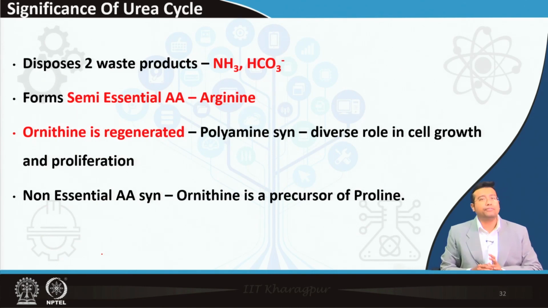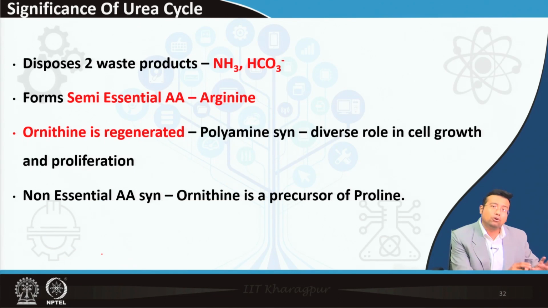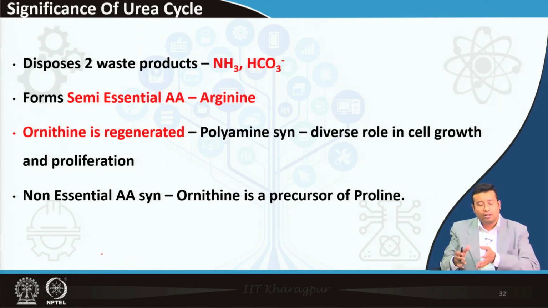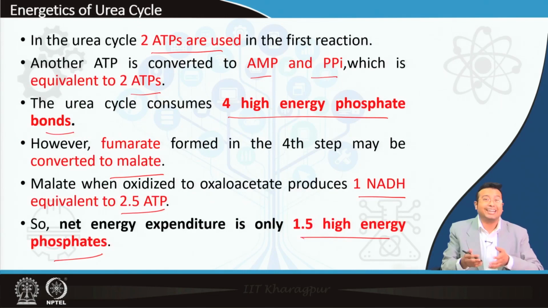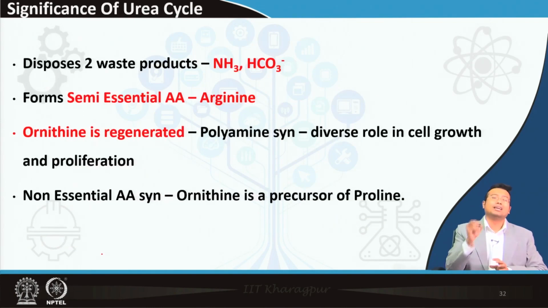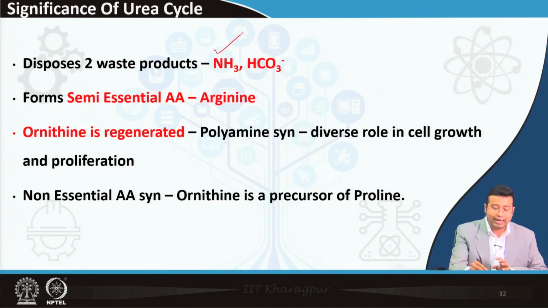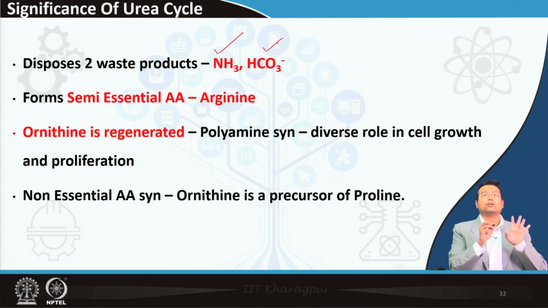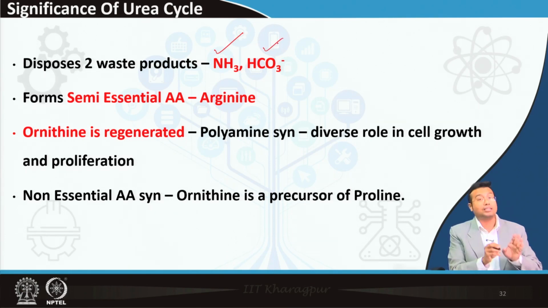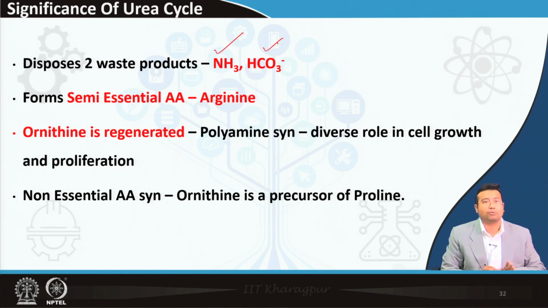So, what is the significance of the urea cycle? Now that we know what the urea cycle is and what the energetics of the urea cycle are, let us discuss the significance. The main significance is that it is an excretory or catabolic pathway that deals with excretion of nitrogenous waste. Not only nitrogen, carbon dioxide in the form of bicarbonate is also taken care of. So, this is the main function, it disposes two waste products, one is nitrogen in the form of ammonia and the other is carbon dioxide in the form of bicarbonate, right.